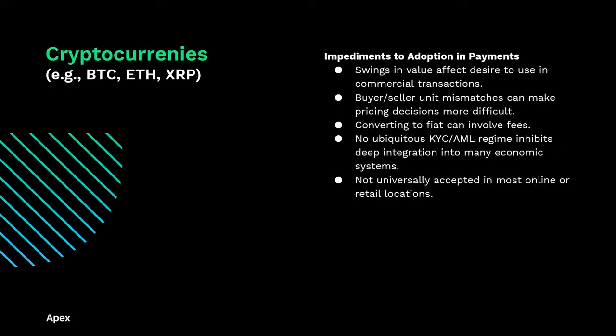And then, of course, what about crypto? That's why we're here, right? Crypto should solve this, and it has a place, but it also has problems. It's a trade-off. And so the biggest two that I think are swings in value when you're making payments, and then just unit mismatches. When I go to Amazon, I want to pay in dollars, typically.